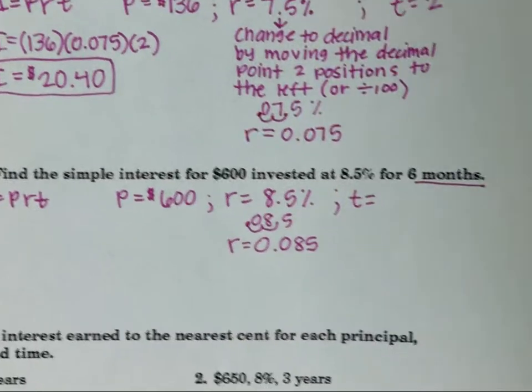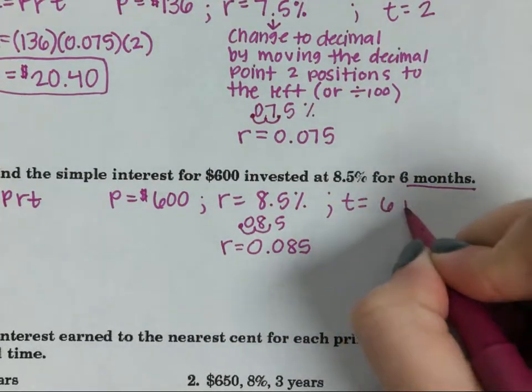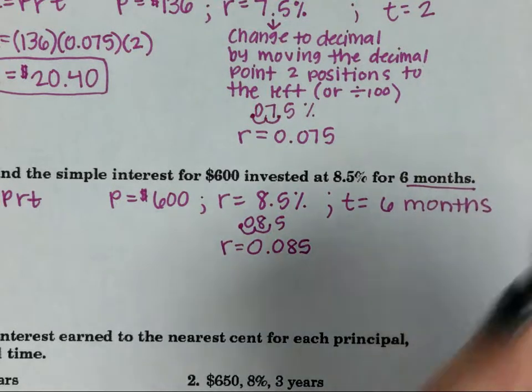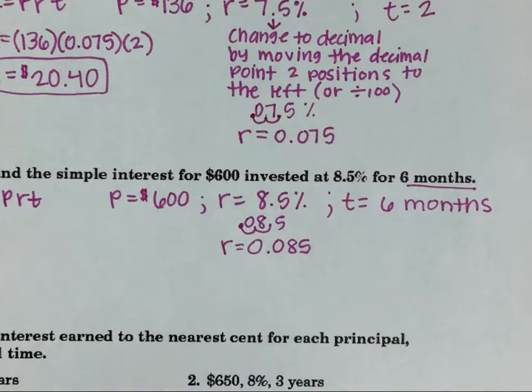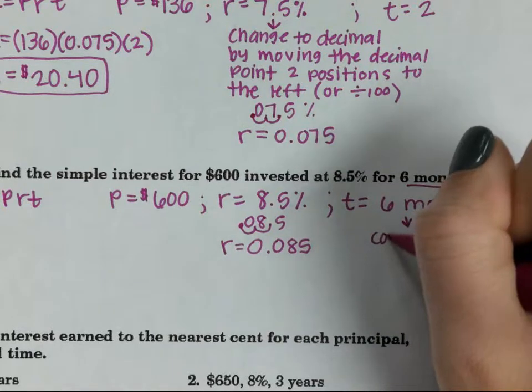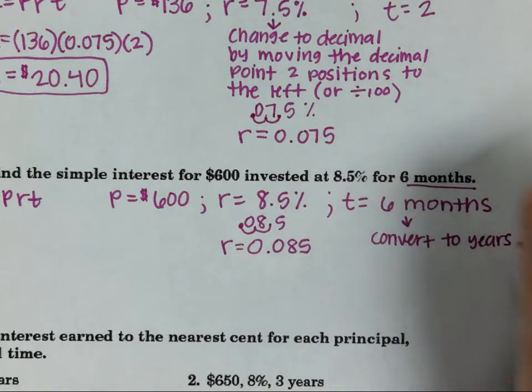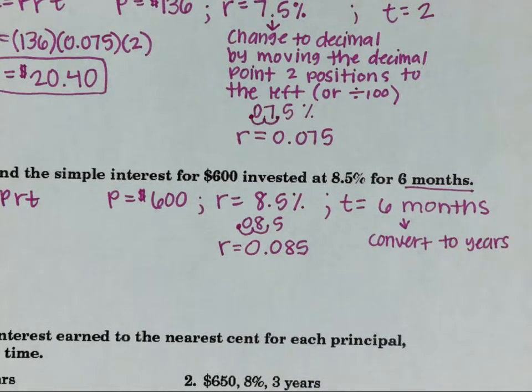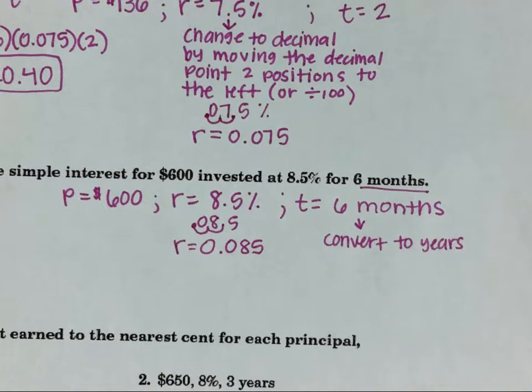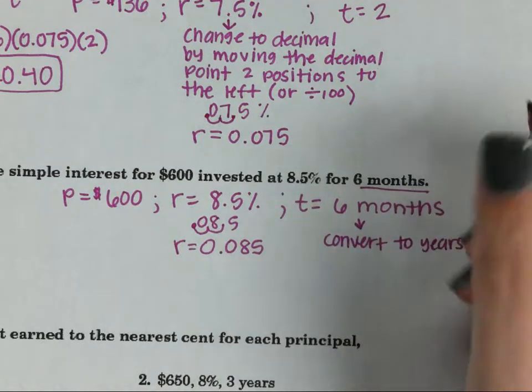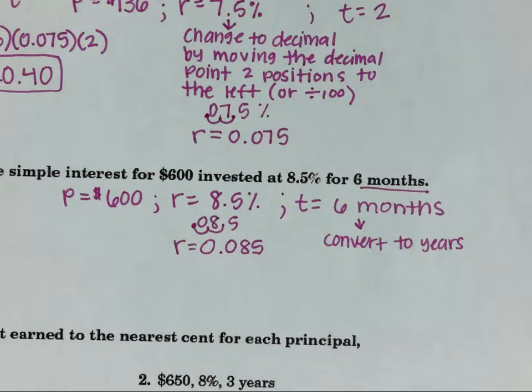So now T. My T in this case is 6 months. But T always has to be measured in years. So I need to convert this to years. Since we're talking about 6 months, we probably can go ahead and say that it is half a year, right? We know that 6 months is half a year. But if we didn't know that off the top of our head, how could we figure it out? Count how many days are in a year. That would take a long time. How many months are in 1 year?